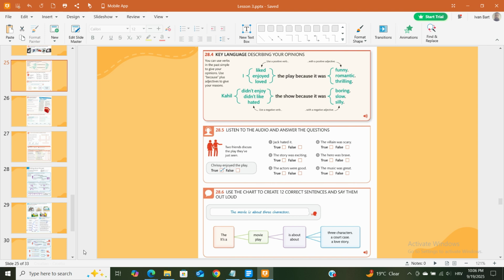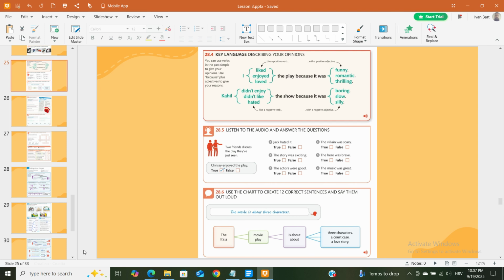28.5 Listen to the audio and answer the questions. Two friends discuss the play they've just seen. Chrissy enjoyed the play. True, false. Jack hated it. True, false. 2. The story was exciting. True, false. 3. The actors were good. True, false. 4. The villain was scary. True, false. 5. The hero was brave. True, false. The music was great. True, false.